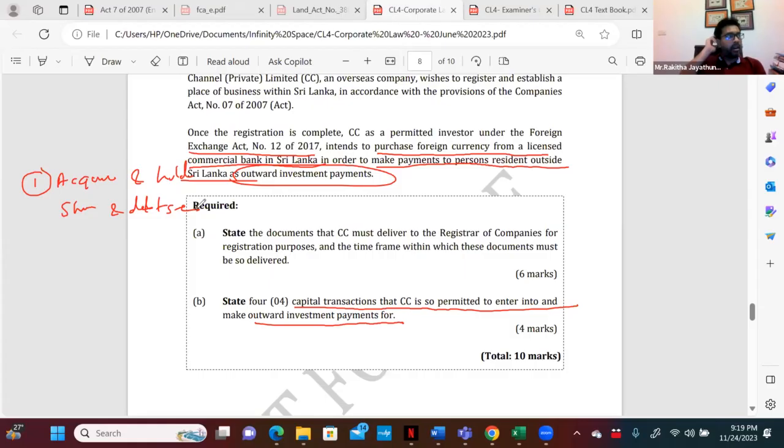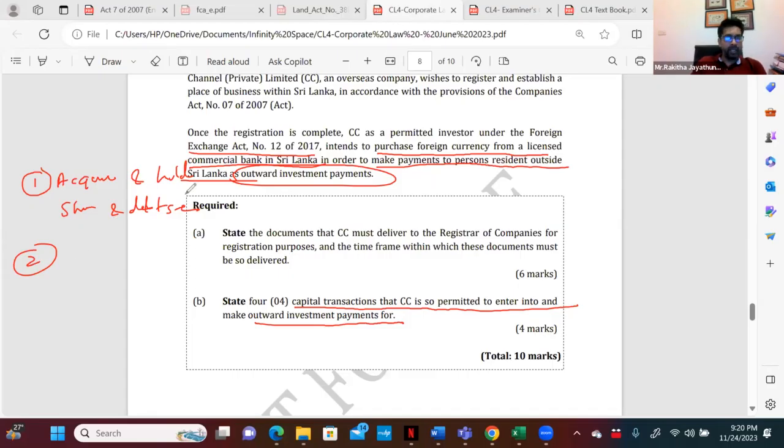But when you say purchase shares, that's incomplete. Some students have made such mistakes. Here you have to specifically state, since it's an outward investment, it has to be shares or debt securities of companies incorporated outside Sri Lanka. In other words, overseas companies. That is one. Acquire and hold shares or debt securities of companies incorporated outside Sri Lanka, in other words, overseas companies.